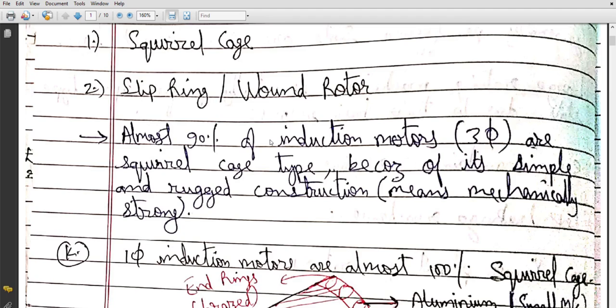In the next class, we'll draw the equivalent circuit of the induction machine, and thereafter we'll be deriving the expression for torque, and then we'll correlate things.